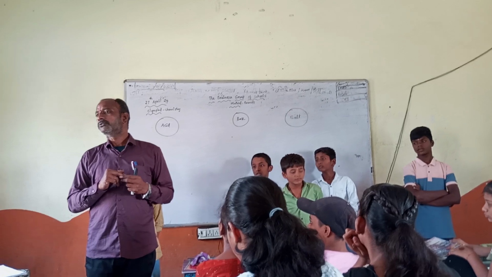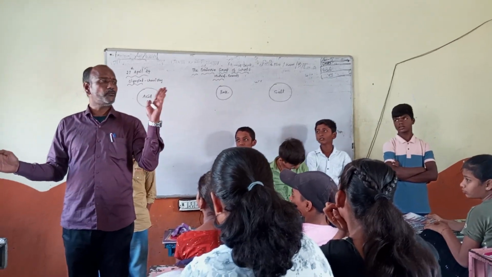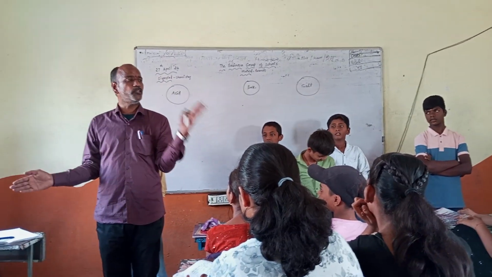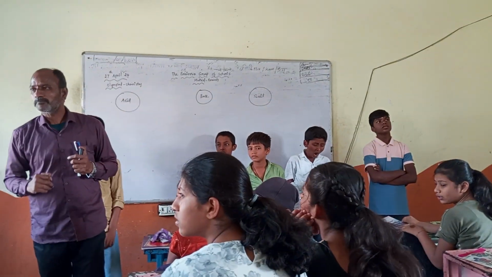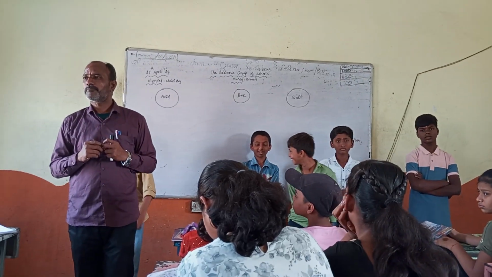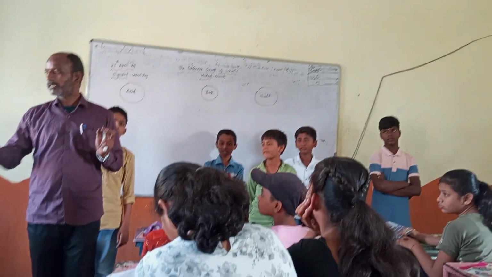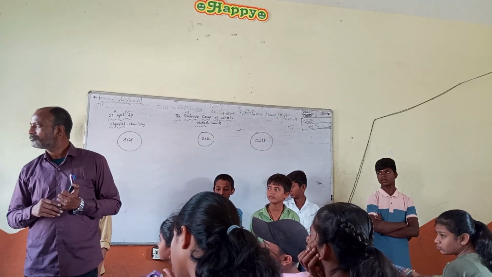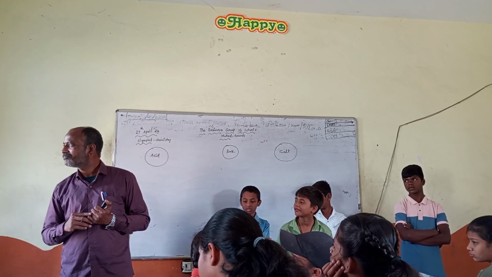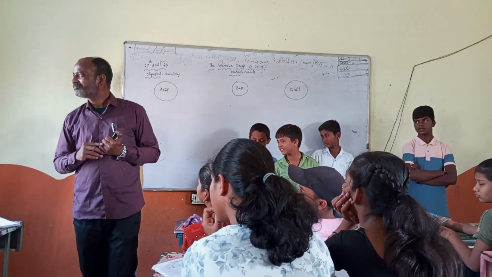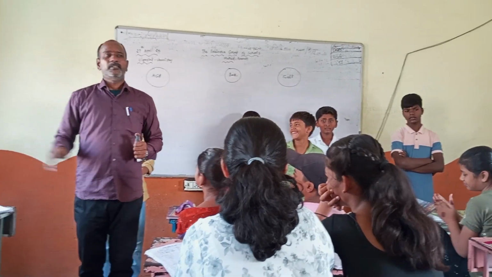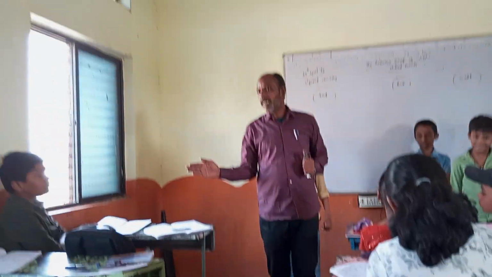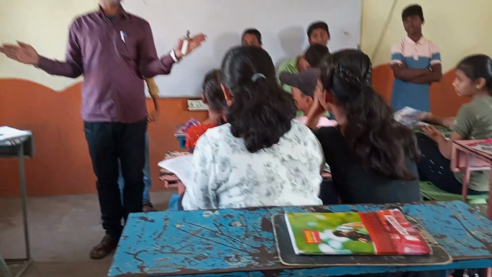Now let's come to concentrated and diluted. What is concentrated acid? What is diluted acid? The acid which contains less water and more acid is called concentrated acid. So concentrated acid and diluted acid. Concentrated acid means what?